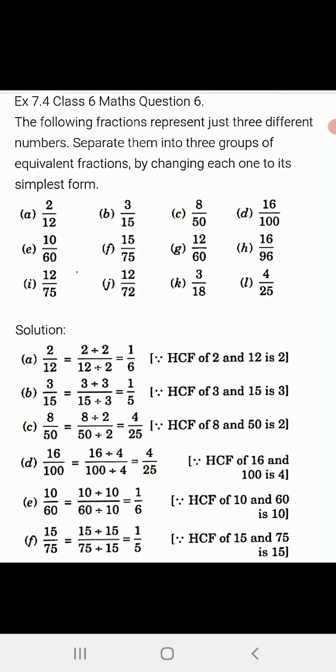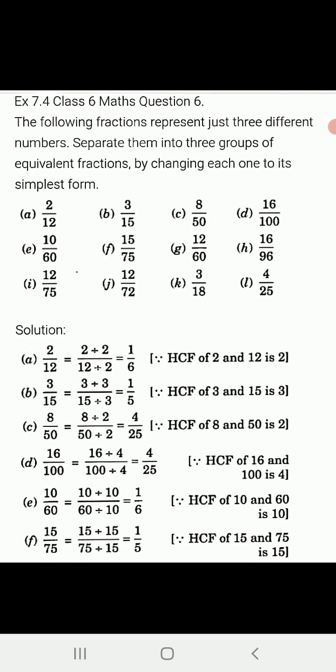In C question, 8 by 50. Both can be divided by 2. In the 2 table, 8 is 4 times and 50 is 25 times. You get 4 by 25. D, 16 by 100. Both can be divided by 4. 4 fours are 16, 4 twenty-fives are 100. So you get the fraction as 4 by 25.